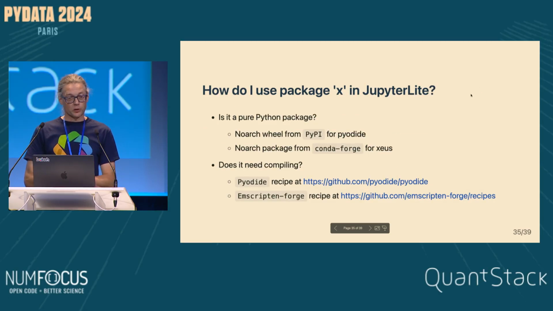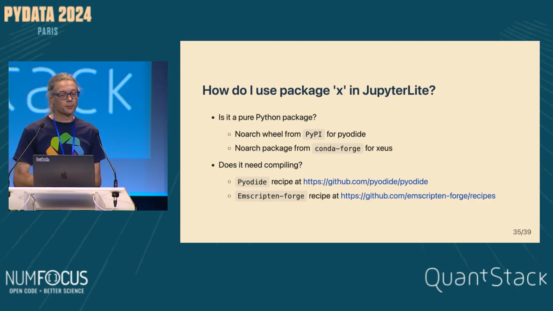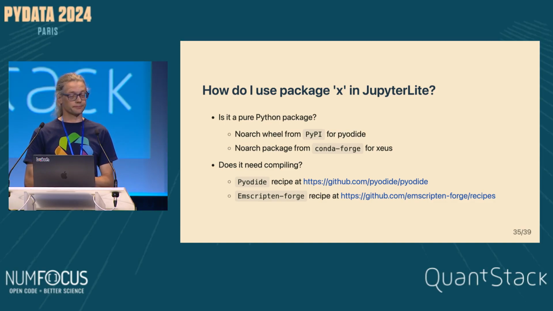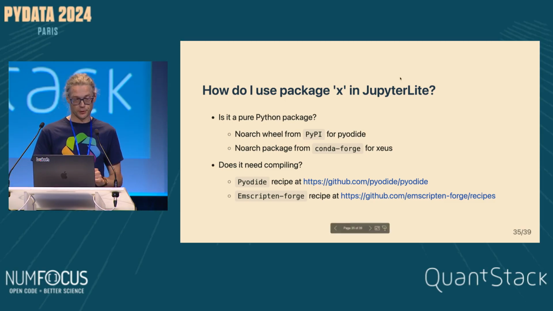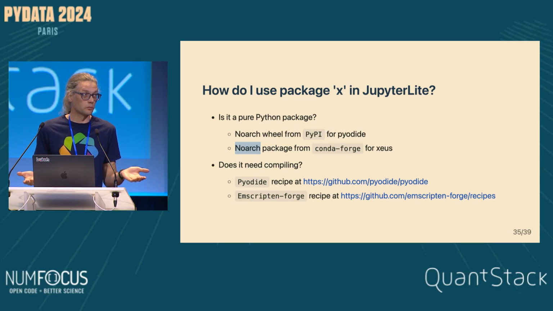Right. One question we get is, how do I use a particular package in JupyterLite? This covers how you would create one from scratch or how you would check if it already exists. If it's a pure Python package, then it's going to be fine. There will be a no-arch wheel in PyPI and a no-arch package in conda-forge, depending on if you want the PyData or Xeus approach. Because it's just Python, that will run in the WebAssembly implementation of Python.